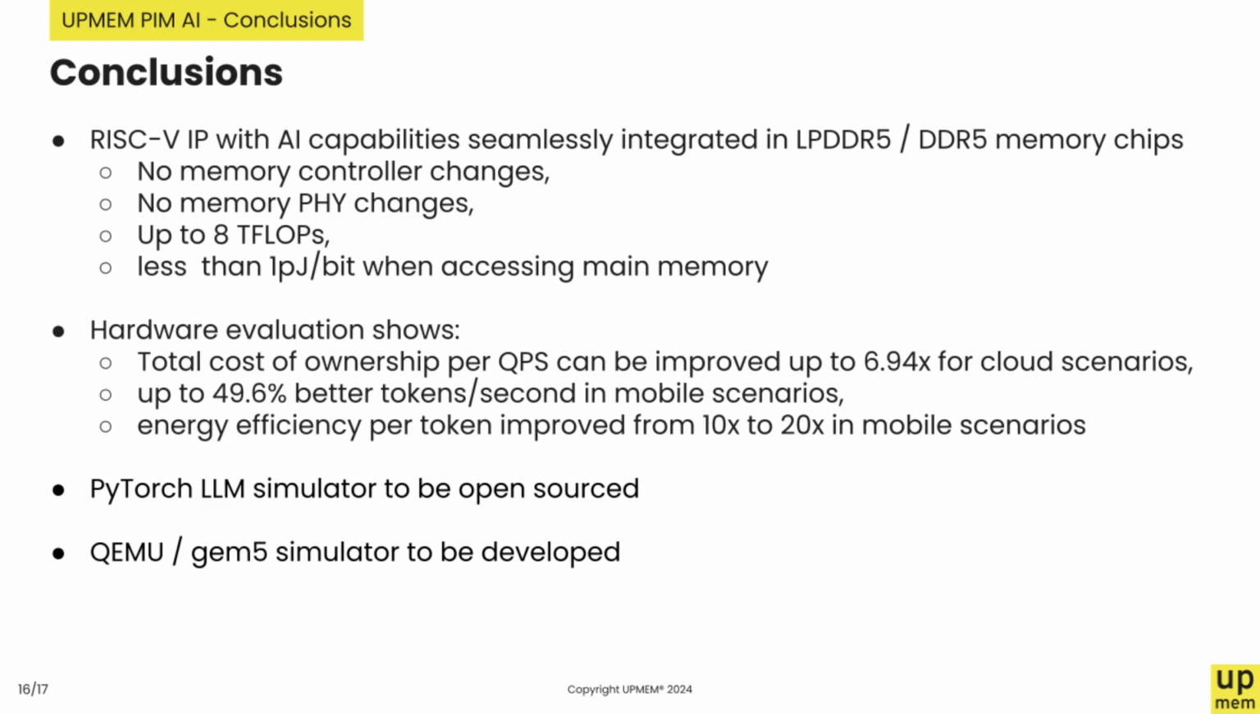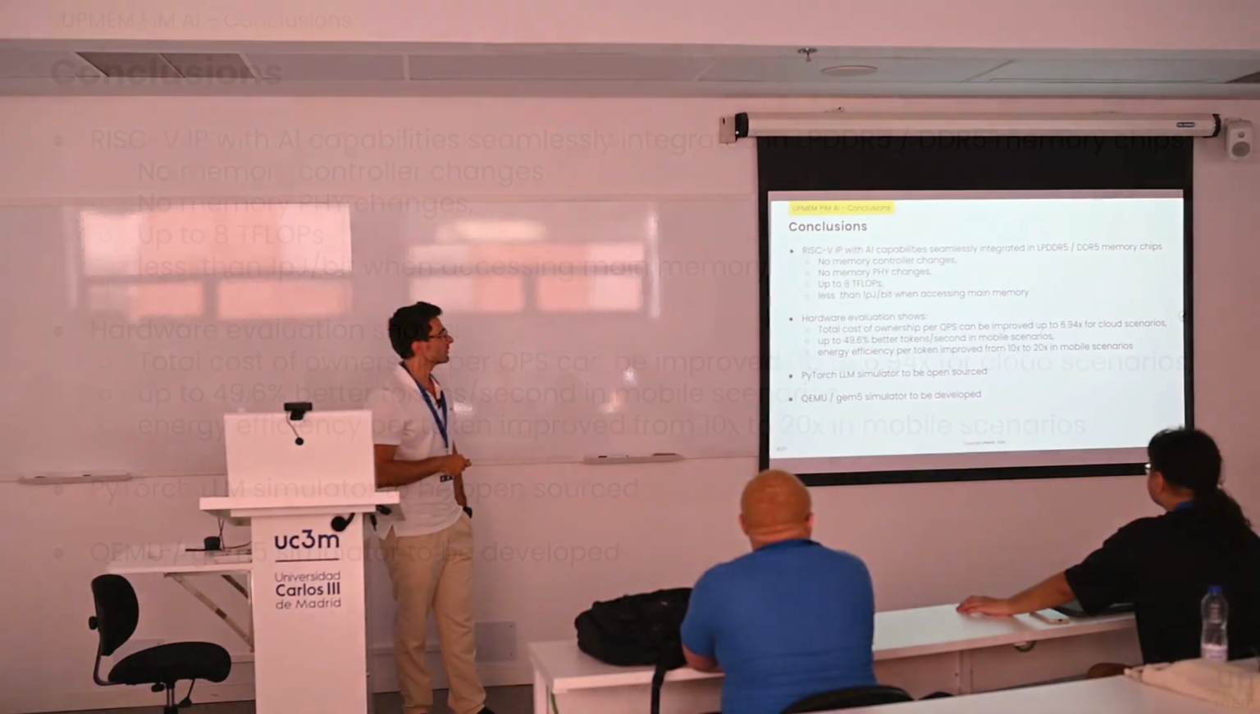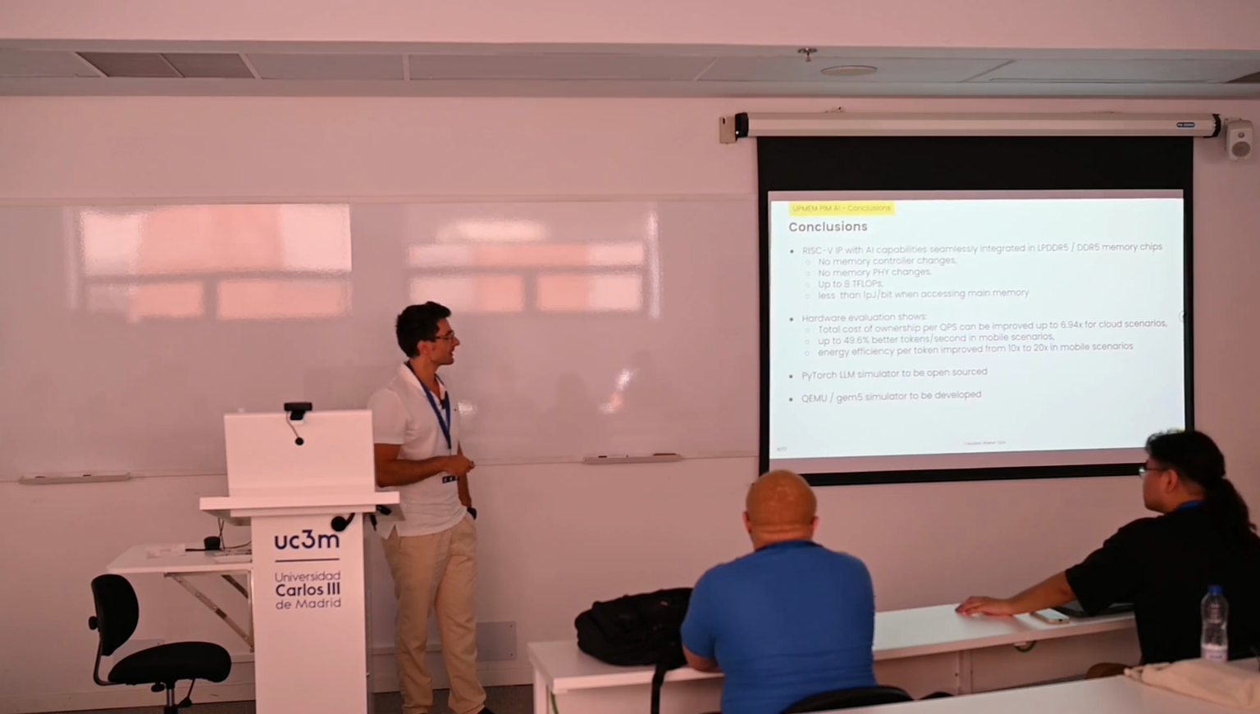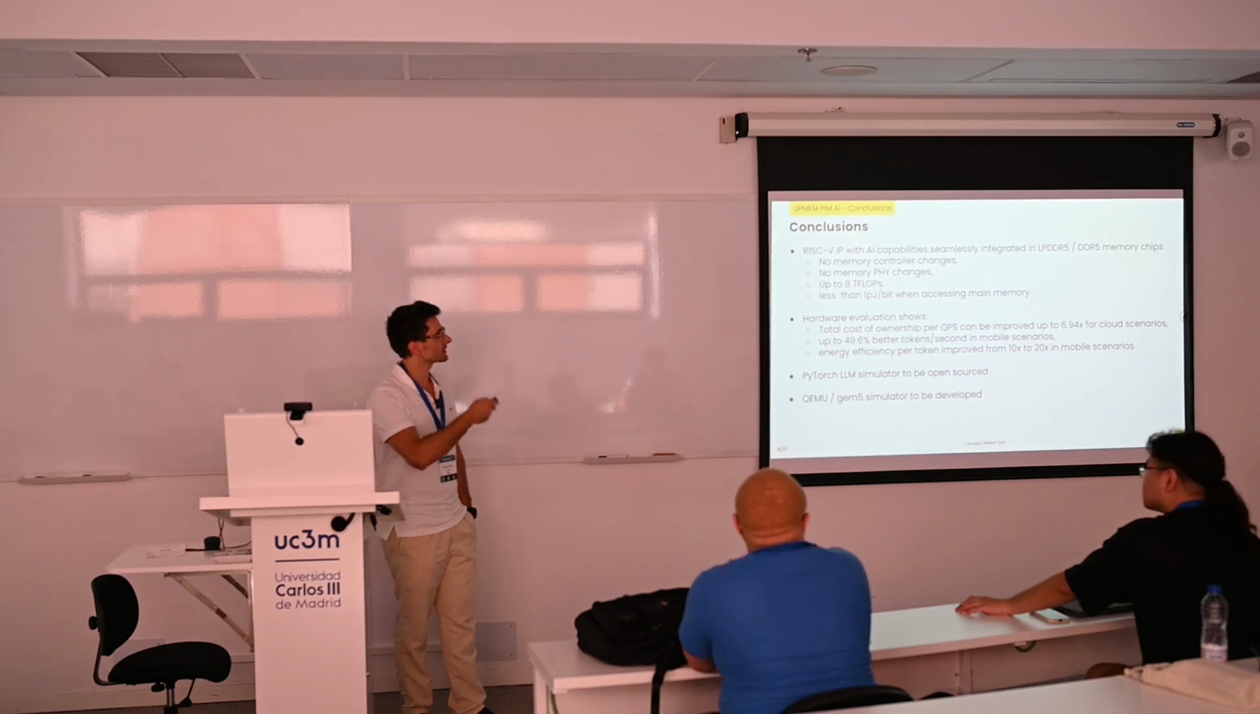And in a mobile scenario, we can generate almost 50 times more tokens per second, while improving the energy efficiency from 10 to 20 times. The idea is to open source this LLM simulator that we have been working on, so everyone can check the different performance on different devices. And we are developing a QEMU and gem5 simulator, so customers or potential customers can assess the performance on this approach, on this architecture.